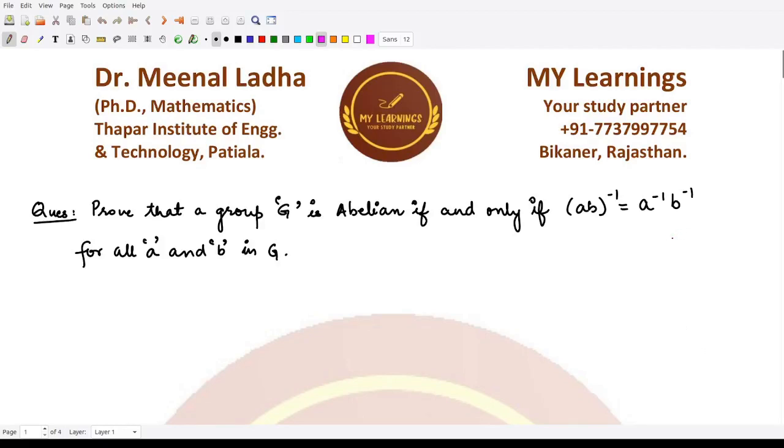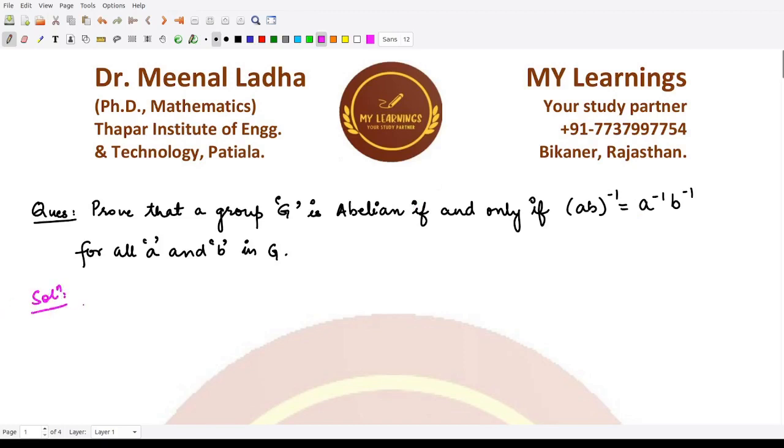In this video, we need to prove whether a group G is abelian. If it is abelian, then this condition would hold: (AB) whole inverse is equal to A inverse B inverse. Or conversely, if this condition holds, then our given group G is abelian. So let's solve this question.